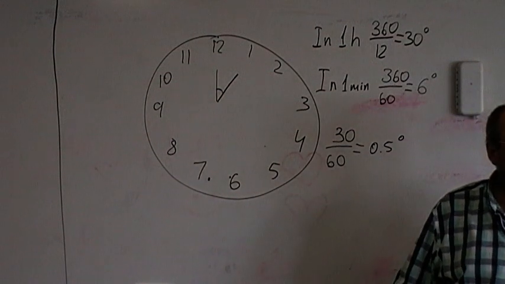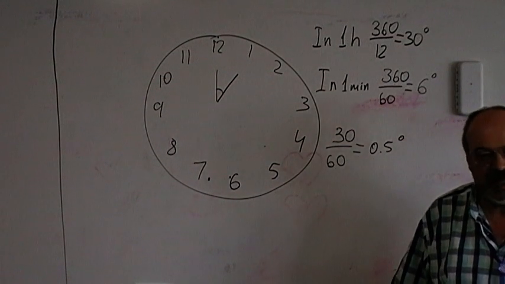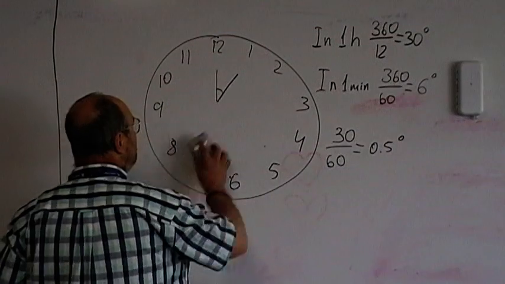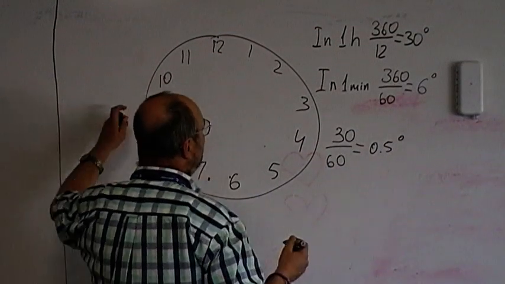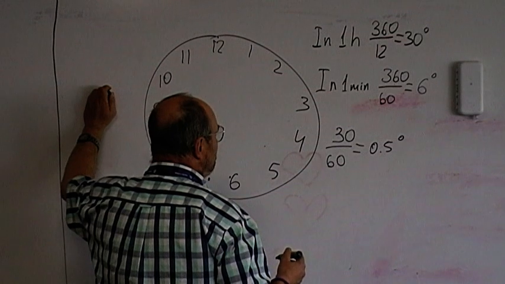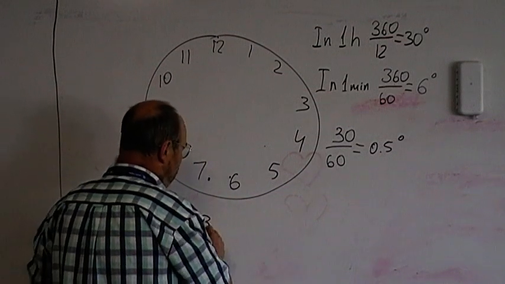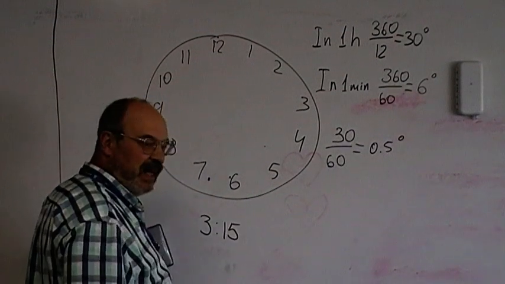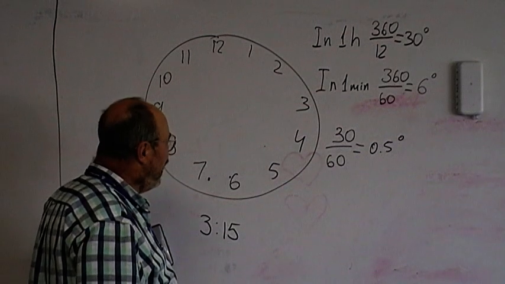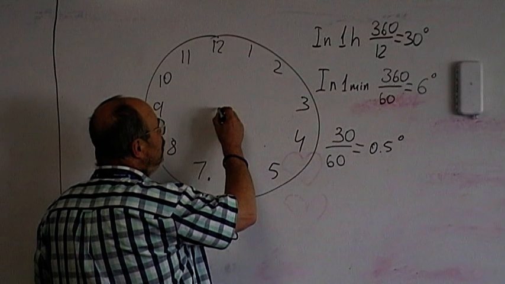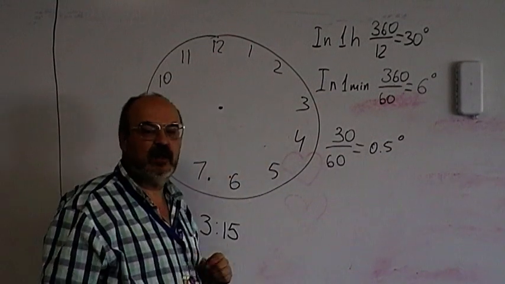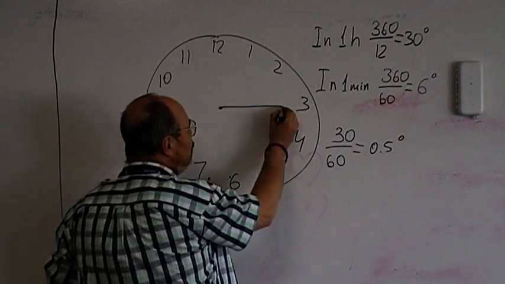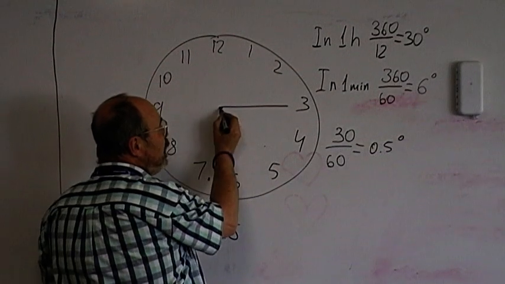Now the question is, what will be the angle between the hour and minute hands at 3:15? At 3:15, where will the minute hand be pointing? It will point towards 3. The hour hand will be a little bit past 3.